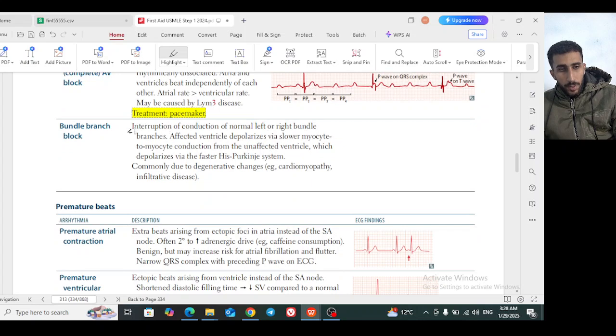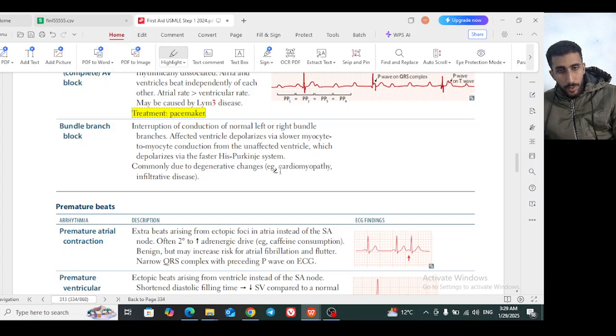For the bundle branch block, we will go through this. This means interruption of the conduction of a normal left or right bundle branch. The defect is in the bundle branch itself. The affected ventricle depolarizes via slower myocyte to myocyte conduction. So if you eliminate the right or left bundle branch, the cardiac muscle has to depolarize through myocyte to myocyte conduction from the unaffected ventricle. The depolarization comes from the unaffected ventricle, as the bundle branch that is supplying this ventricle is diseased.